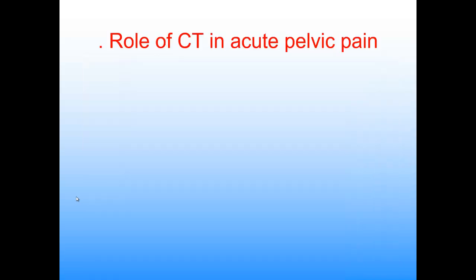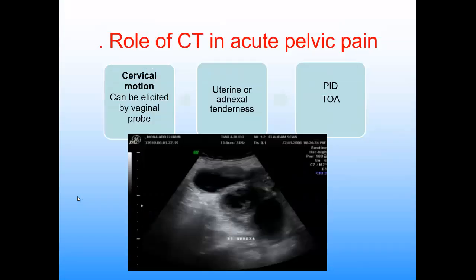CT has a mandatory role in acute pelvic pain. So in acute pelvic pain, CT is important, and this is in the emergency department. We have here cervical motion tenderness that can be elicited by vaginal probe, and we can find the site of pain. This is by clinical examination for gynecologists, but by ultrasound we can detect the site of pain, and whether it is uterine or adnexal tenderness.